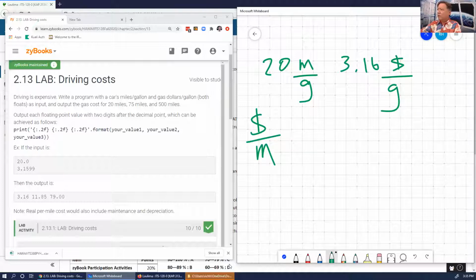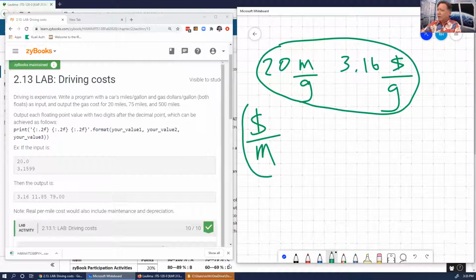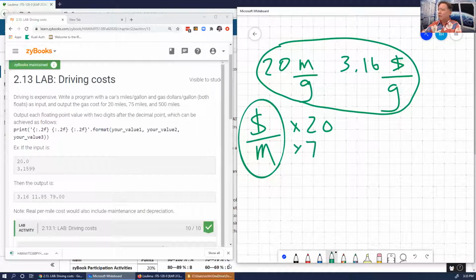So from this, you want to figure out the dollars per mile, and then you can multiply that by 20, or you can multiply that by 75. You can multiply that by 500. Well, what do you do with these two things to end up with dollars per mile? Well, you've got dollars on top here, and you have miles on the bottom here.